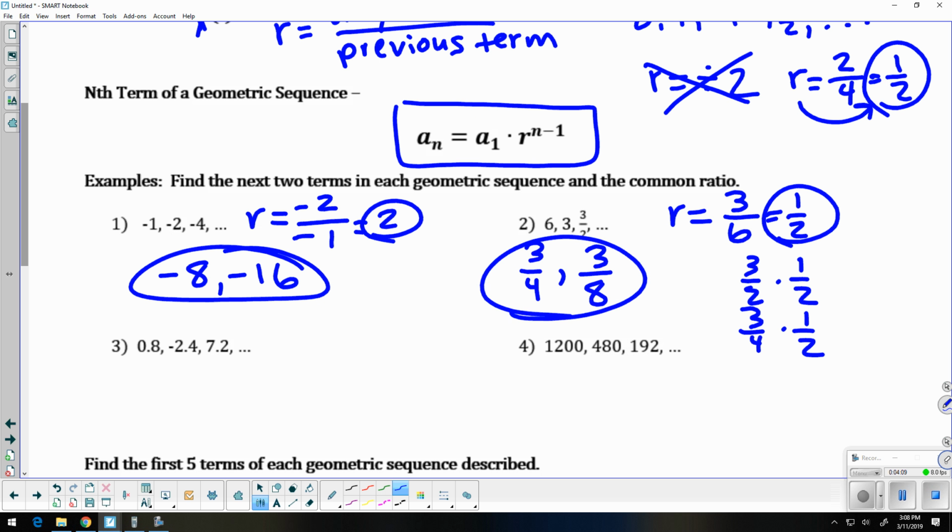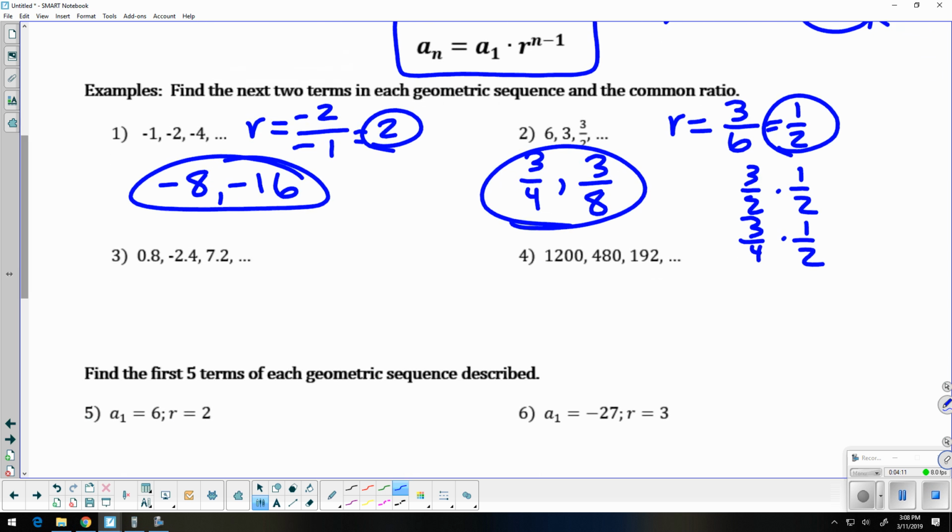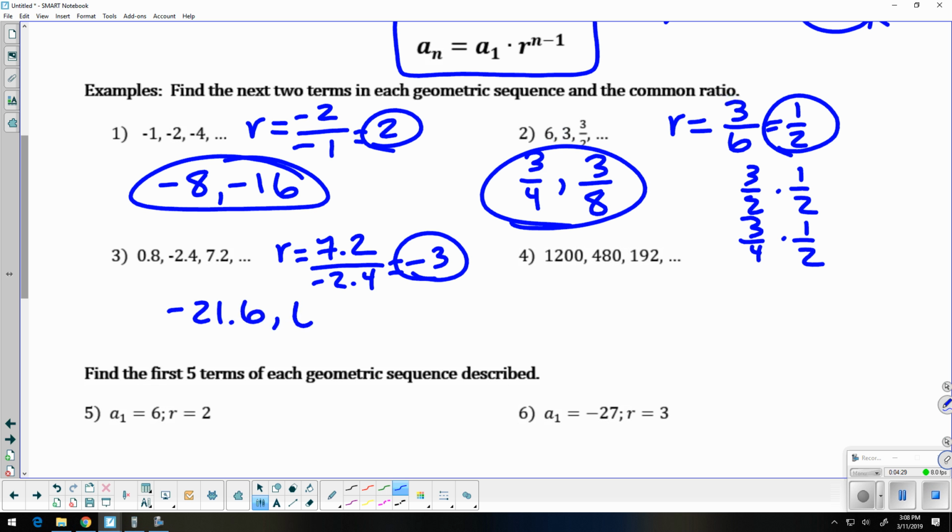Okay, next one with decimals, again, sometimes not quite as obvious as to what r is. So take any term, like 7.2, divide it by its previous term, -2.4, and you should get -3 is r. So now you want to keep multiplying by -3, so the next one should be -21.6, and then multiplying that by -3, you'd have positive 64.8 would be your answer.